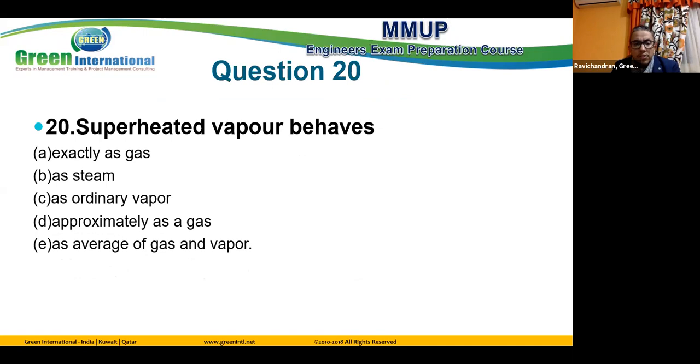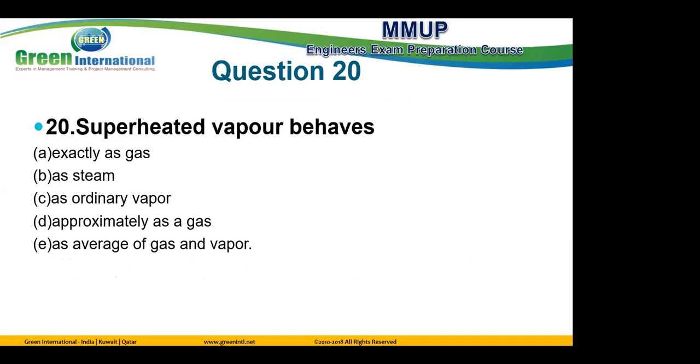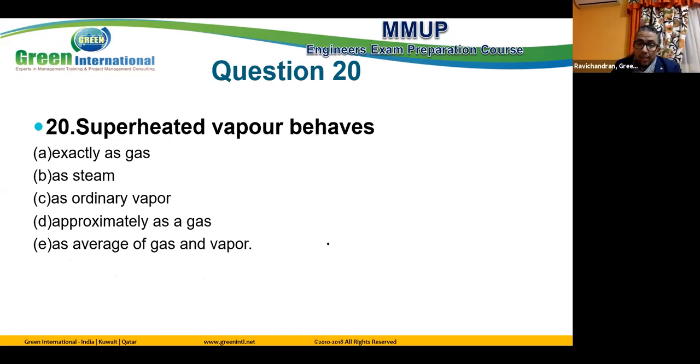What is the meaning of superheated vapor behavior? As a steam. Approximately as a gas. We'll see in the problems when we study power cycles, the Rankine cycle and gas cycles and so on. For all cycles, you can calculate work or heat by using something called enthalpy. Enthalpy refers to the total energy, H.